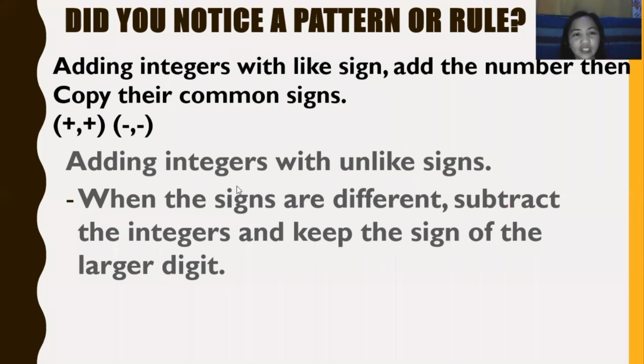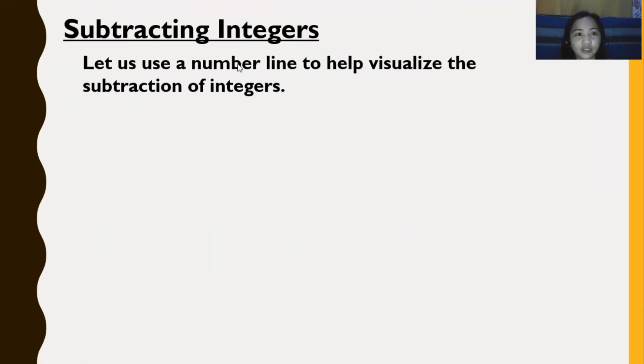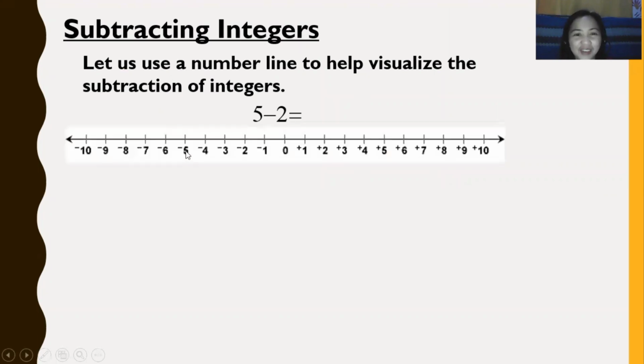Now, that is addition. Now, let's proceed to subtraction of integers. Let's use a number line to help visualize subtraction of integers. Example, we have 5 minus 2. And we all know that 5 minus 2 is 3. But here, in a number line, we count 5 units from 0 to the right. And then we will subtract 2. Since we have the negative symbol here, we are going to count 2 units to the left of positive 5. And that is 2 units. Therefore, the answer is positive 3.